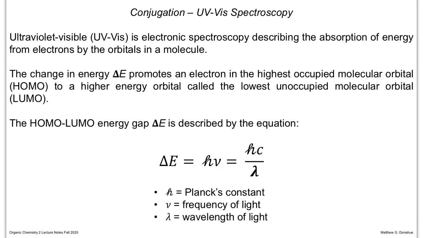So how do we, as scientists, quantify the color? How do we know what the exact wavelength of something is? We use UV-vis spectroscopy. UV, again, is ultraviolet, and visible. They're kind of lumped together. And remember that the word spectroscopy is how light interacts with matter.